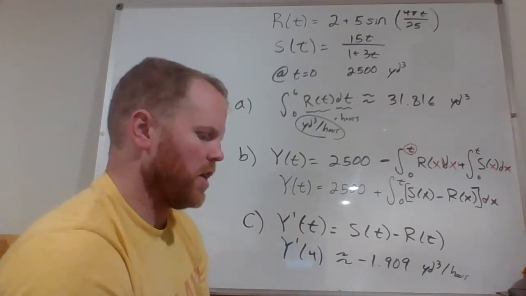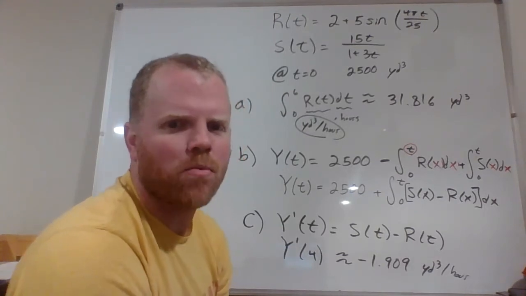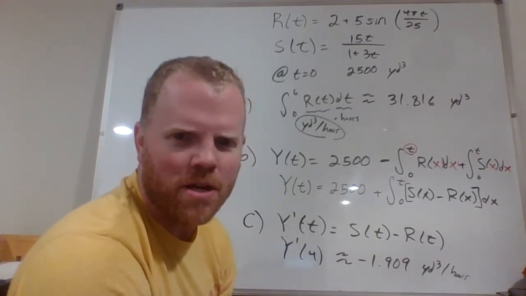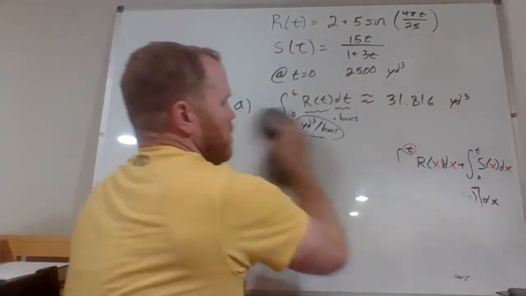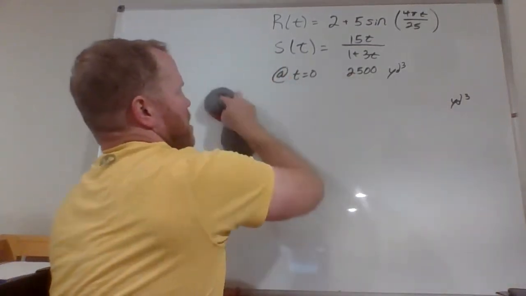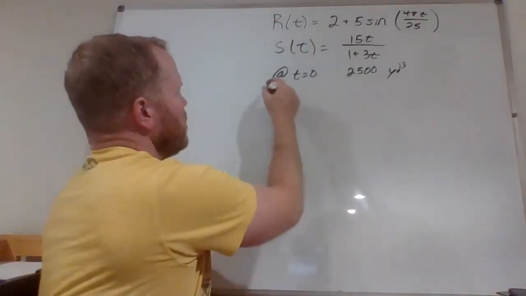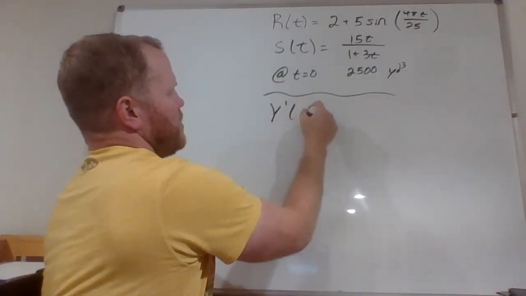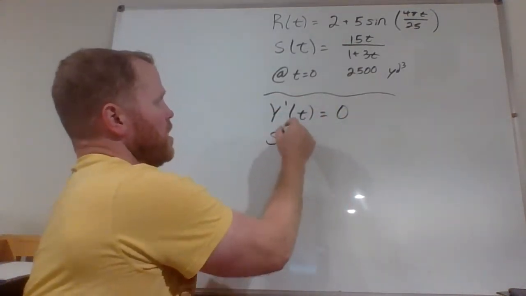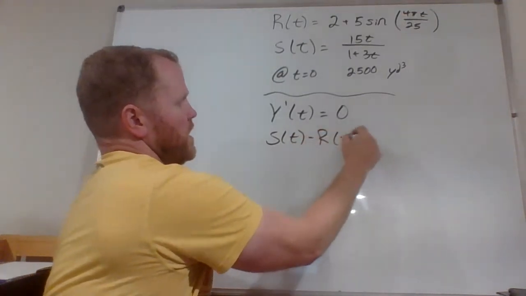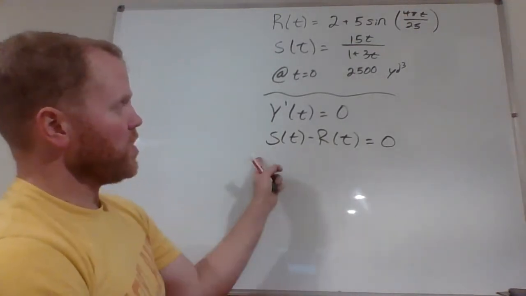And then there's a part D, which is for times between 0 and 6. At what time is the sand on the beach a minimum, and then what is that minimum value? So we are looking for the minimum amount of sand, which means we want to know when y prime of t is equal to 0, since y was telling us the amount of sand. So we want to know when s of t minus r of t is equal to 0. My recommendation is to type this function into the calculator.